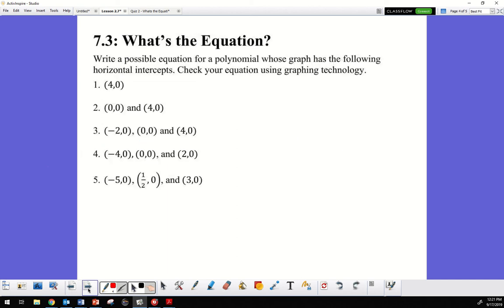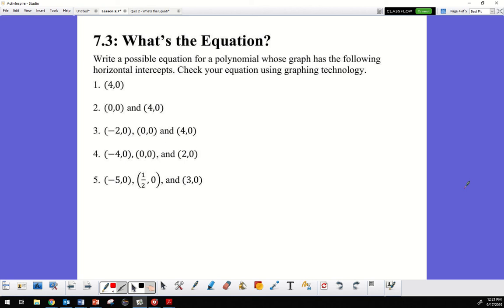So let's take a look at this one right here. Okay, everyone's following along right now? Because I'm almost done and you're not putting stuff away. Because you still got some of this to fill out. It says right here, write a possible equation for a polynomial whose graph has the following horizontal intercepts. So I'm giving you the horizontal intercepts. So the notebook is out, not away.